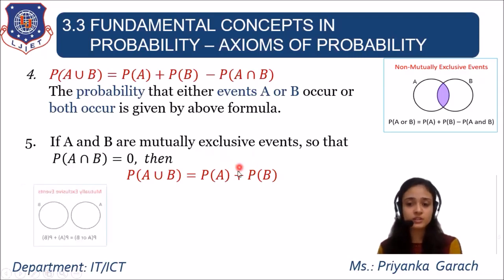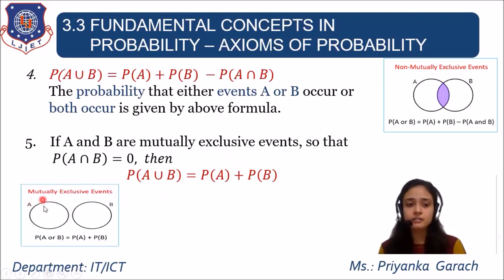So mutually exclusive events means events like this. This is my event A, this is my event B, and you can see that there is no intersection between the events. If you want to find the probability of mutually exclusive events, the formula is the probability of A plus the probability of B.